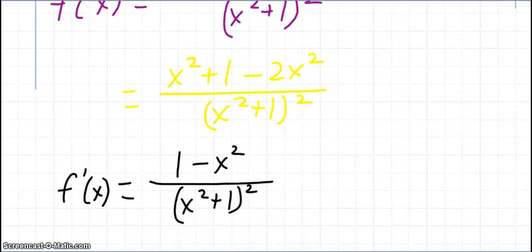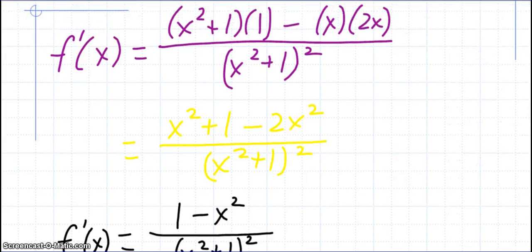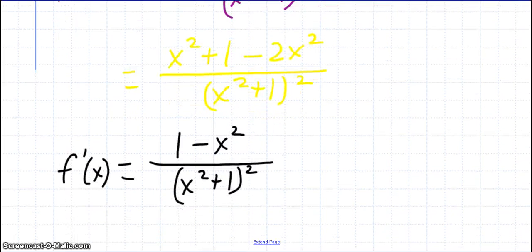Multiply out the numerator and combine like terms. So I end up with x squared plus 1 minus 2x squared over x squared plus 1 quantity squared. And so the numerator becomes 1 minus x squared and the denominator stays x squared plus 1 squared. Again, you want to see if something would reduce. I know 1 minus x squared would factor into 1 minus x times 1 plus x, but that's not going to reduce with x squared plus 1 quantity squared, so I can leave my answer like this.